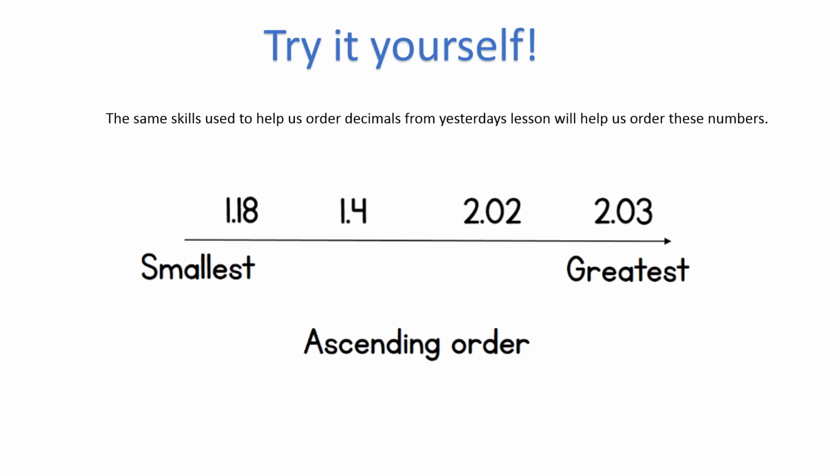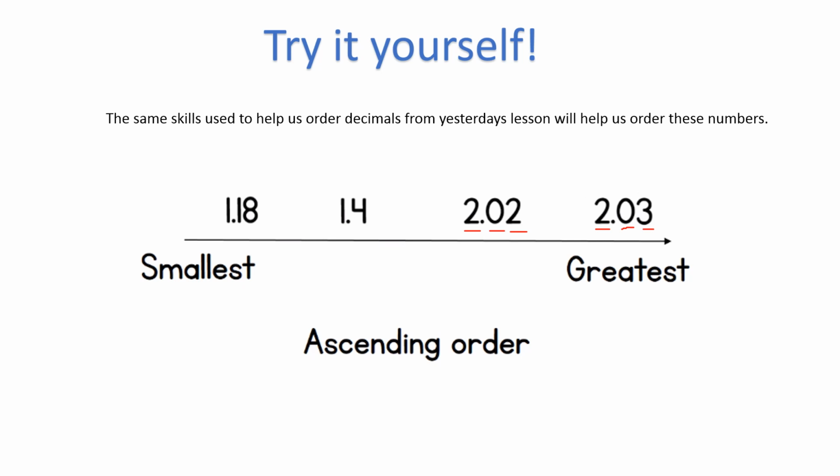So now we have these two numbers, 2.02 and 2.03. For both of them, the ones is the same, it's 2. So we have to move to the next number. In the tenths column, which is 0, again the same. So now we look to the hundredths column. We have 2 here and 3 here. Which number is smaller, 2 or 3? 2 is smaller. Well done.